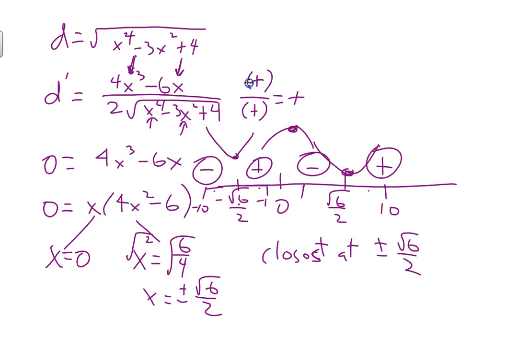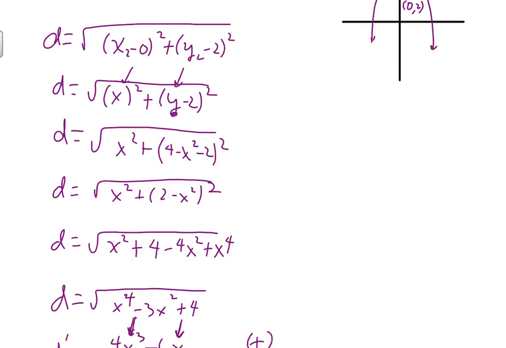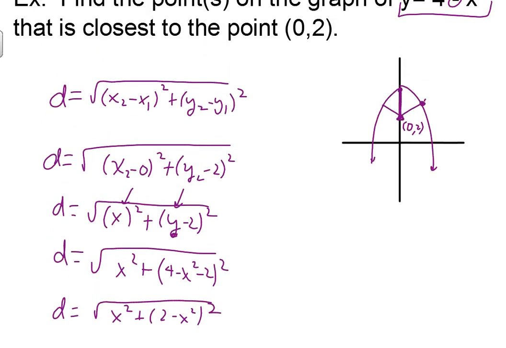Which kind of makes sense, because if you think about it, doesn't this graph have symmetry about the y-axis? Right, and so if I had a closest point on the right side of the y-axis here, there must be a mirror point on the left side, right? And that would occur at the negative square root of 6 over 2 and the positive square root of 6 over 2, right? Okay, and that's optimization.